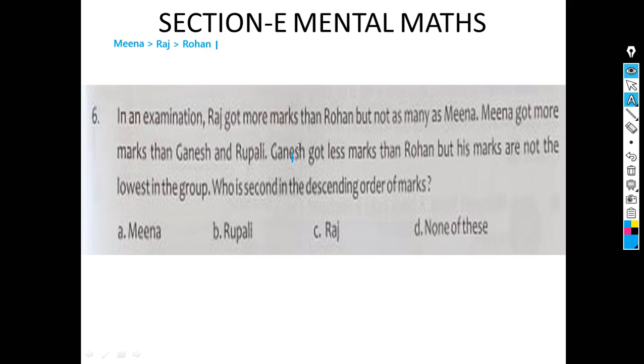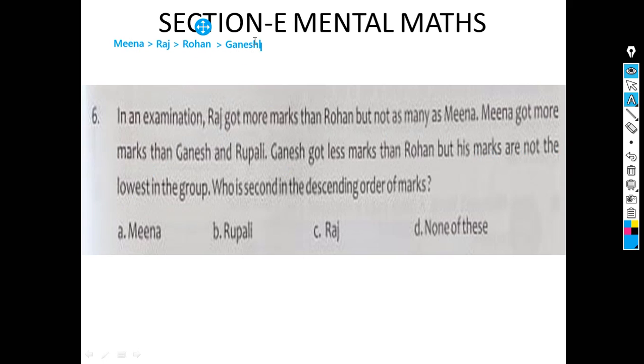Since Ganesh has got fewer marks than Rohan, this means Rohan's marks are greater than Ganesh's. Rohan's marks are greater than Ganesh's. Now, the statement also says Ganesh's marks are not the lowest in the group.